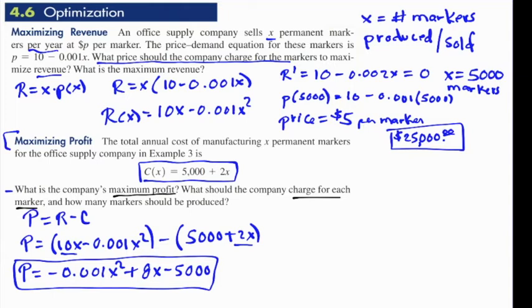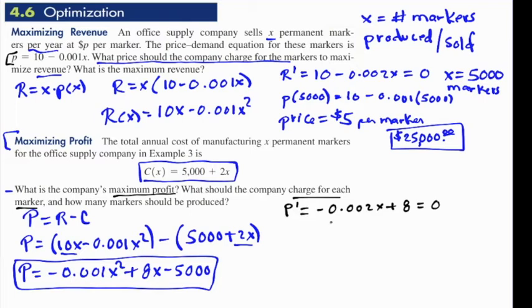So once we solve for x, we need to plug that x back into our profit function to find the max profit, but we also need to plug it back into the price function. Remember the little p function, to find what price we should be selling the markers at to obtain maximum profit. So again, we start with the first derivative so we can get our critical numbers. The derivative of profit is negative 0.002x plus 8.